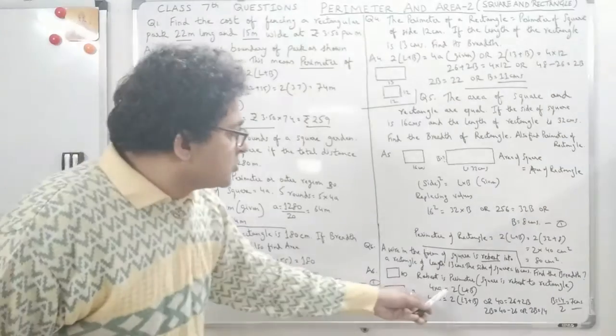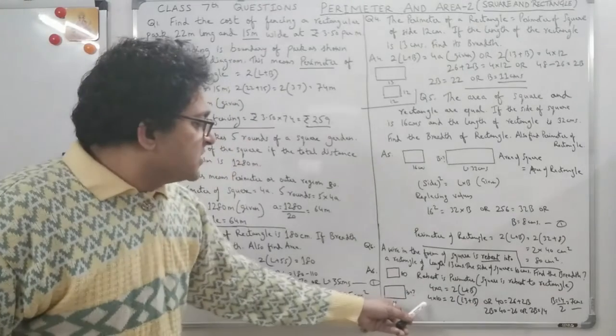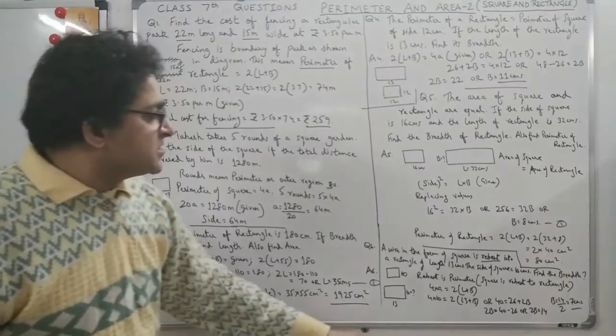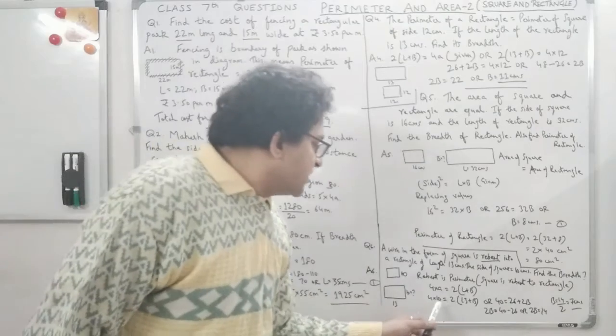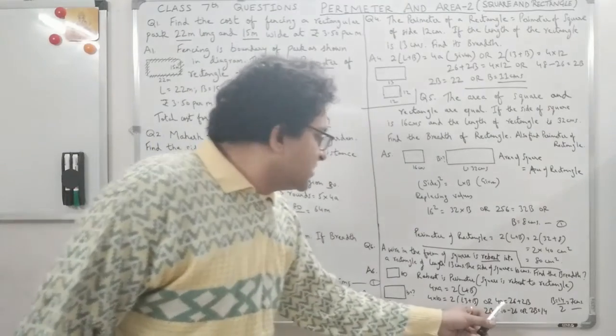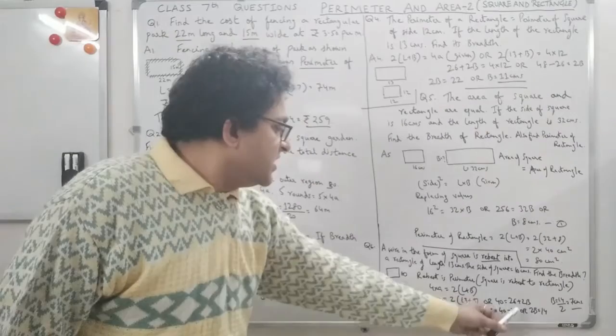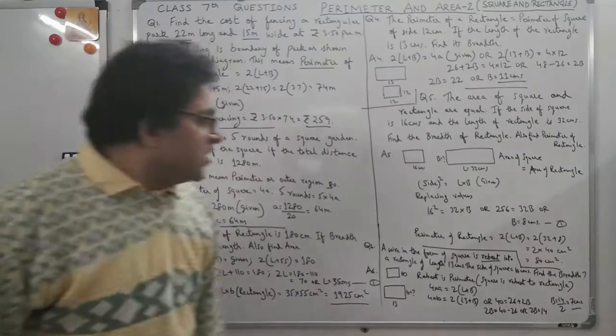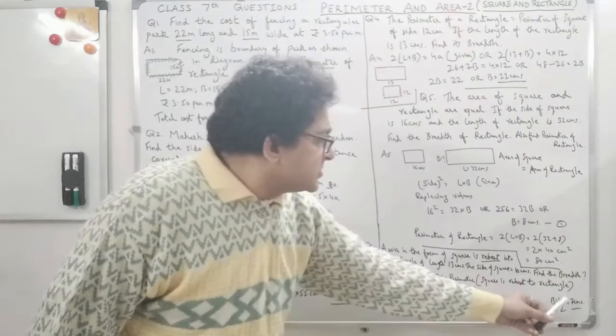So 4 into a is equal to twice length plus breadth. 4 into 10, 40, is equal to twice length plus breadth. Length is 13, plus b. So 40 is equal to 26 plus 2b, right? So 2b is equal to 40 minus 26. 2b is equal to 14, and then b is equal to 7.